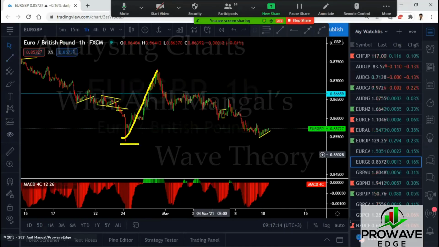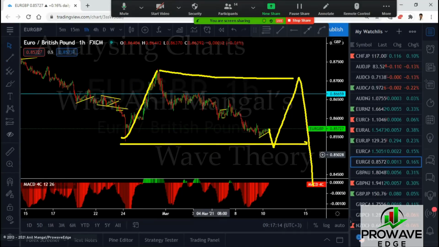If this comes and breaks the low, as a matter of fact, it's already low enough to believe they'll probably do this and then go back up and then more downside. Right, because that would be a running flat once we tag the low.